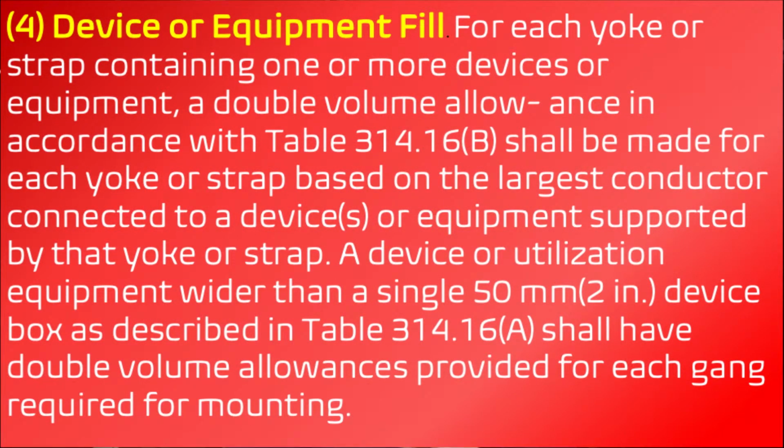And then it says a device or utilization equipment wider than a single 2-inch device box shall have a double volume allowance provided for each gang required for mounting. So where would we see that? You would see that with a dryer outlet. So a dryer outlet takes up 2 device spaces inside of a 2-gang box. So that would actually be 2 devices. So you would have two wires for one device, two wires for the next device. So an outlet for a dryer then would count as 4 conductors and not just 2. Even though it's one device, it takes up 2 spaces. All right.